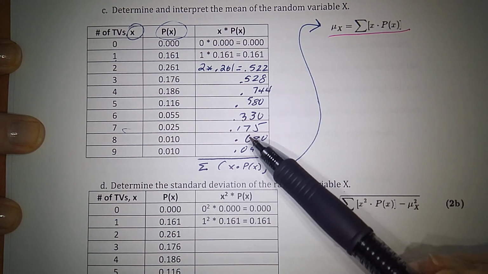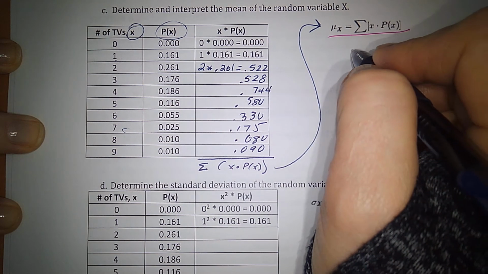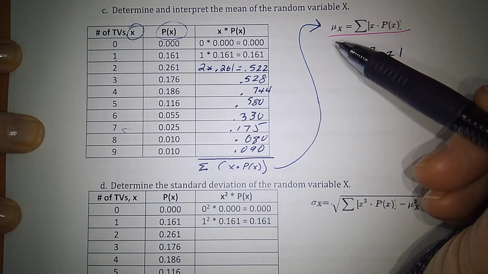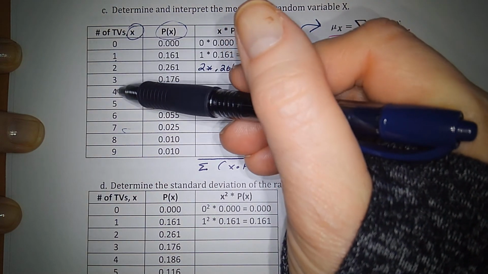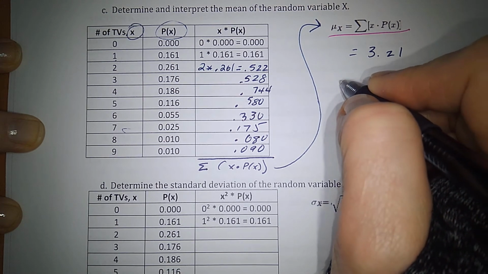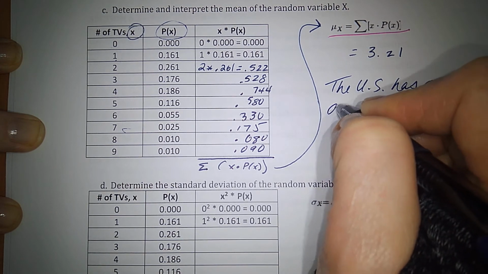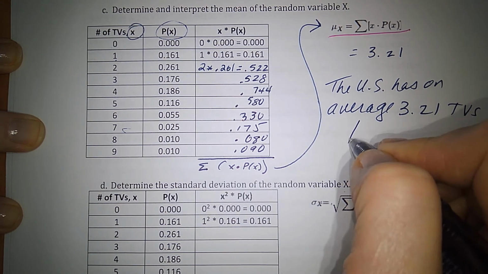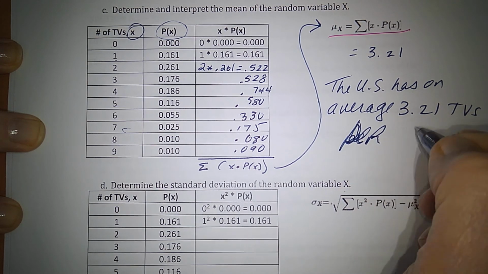Okay, so hopefully your table looks similar to mine, and when I add up all of those values, I get a total sum of 3.21. So what I'm asking you to find is determine and interpret the mean random variable x. So the average number of TVs per household in the United States is 3.21. The United States has, on average, 3.21 TVs per household.